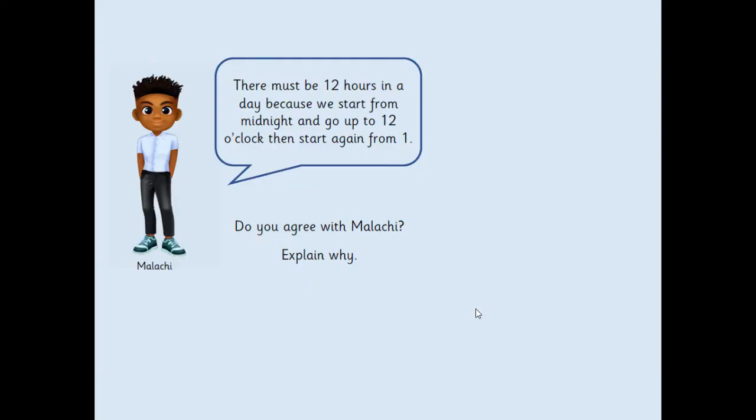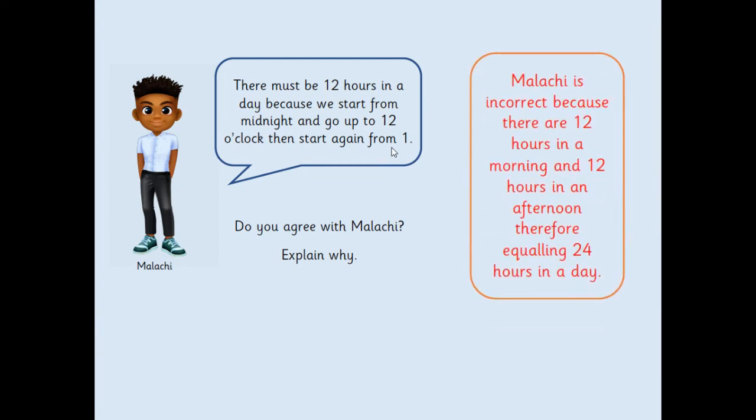Right, now I have got some reasoning questions here. Please have a go at it in your workbooks. Here's Malachi. Now what he's saying is there must be 12 hours in a day because we start from midnight and go up to 12 o'clock, then start again from 1. Do you agree with Malachi and explain why? Right, let's have a look. So Malachi is incorrect because there are 12 hours in a morning and 12 hours in an afternoon. So therefore, equaling 24 hours in a day.